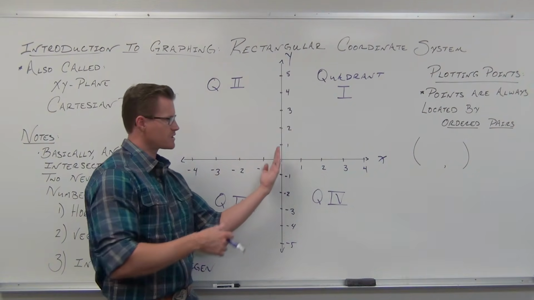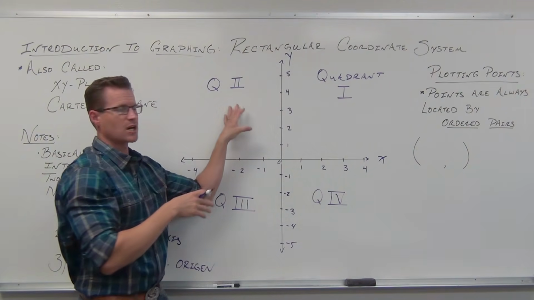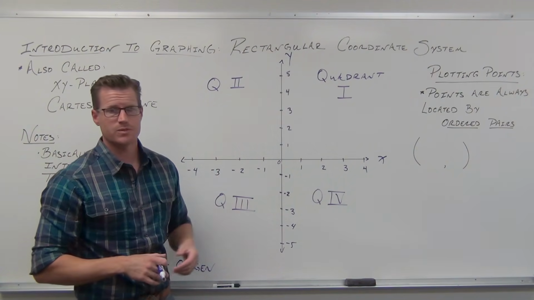Now, negative x has to be on this side. Positive y has to be on this side. Therefore, it's got to be quadrant 3. Or quadrant 2, I'm sorry, I misspoke.